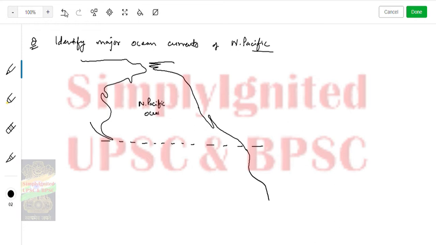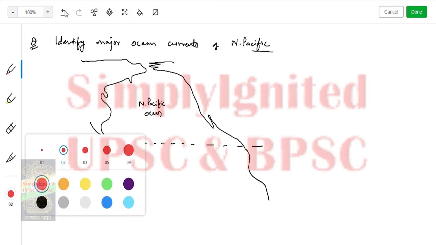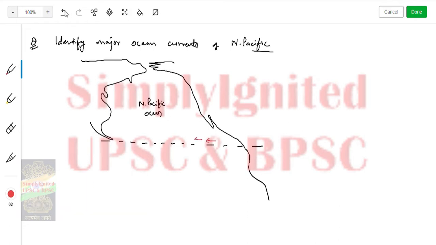So we'll be making the currents first. The one current, as usual, I will be showing in red. So this is the North Pacific equatorial current. Two more features I have to draw here: the Japan-Kuril Islands and the Philippine Islands. Just know that these islands let the current divide. One will go like this, the other will go like this. This would be the East China current, and this would be the Philippine current.